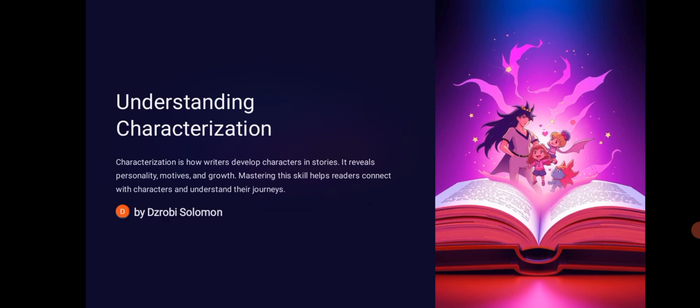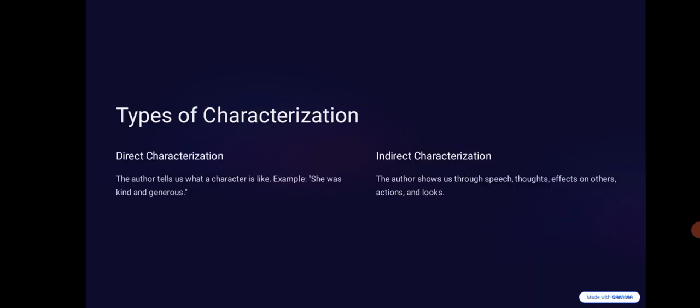So let's look at the two ways that characterization is done. One, we have direct characterization, and two, we have indirect characterization. When we talk about direct characterization, the author tells us what a character is like. Straightforward. You know this character is selfish because the author says it. This character is arrogant. This character is pessimistic. This character is optimistic. You get to know it directly. So I have an example there: she was kind and generous.